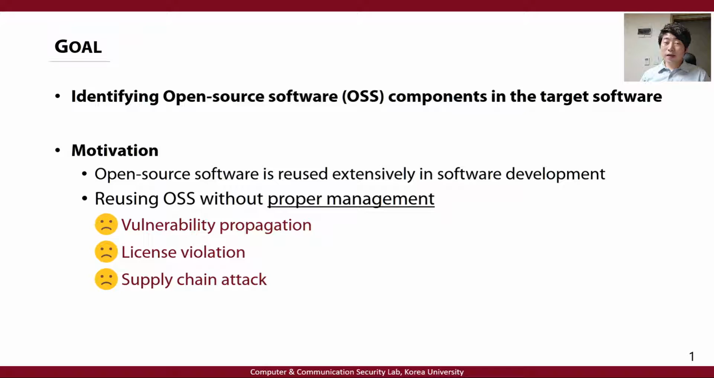The goal of this paper is identifying open source software components in the target software. These days, open source software is reused extensively in software development. Unfortunately, reusing OSS without proper management can cause several security issues, such as vulnerability propagation, license violation, or supply chain attacks. Therefore, identifying reused components and continuously managing them is very important.